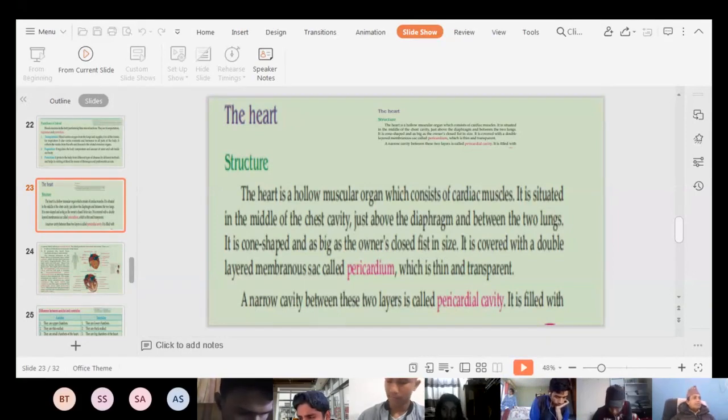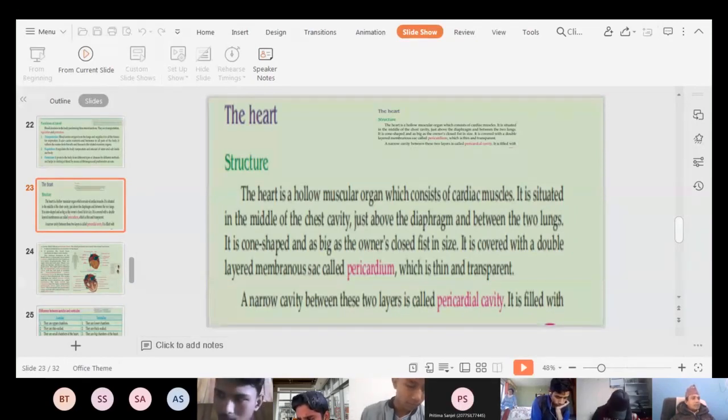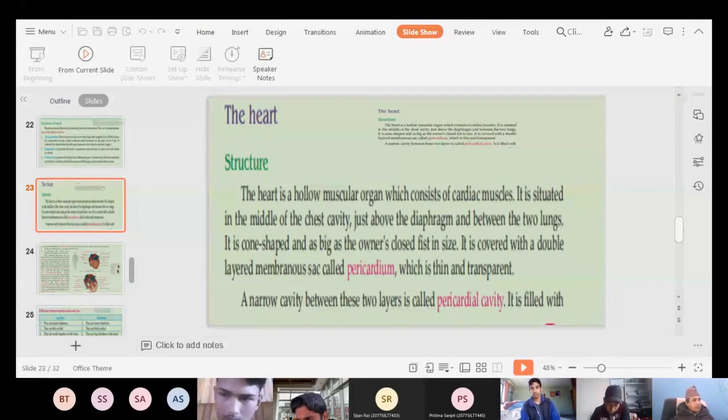Okay, so the septum divides the heart into a right part and a left part. Each of these is divided into two parts again. The right part is divided into right auricle and right ventricle. Like this is the right auricle, this is the right ventricle. And again, the left part is divided into two parts: left auricle and left ventricle.